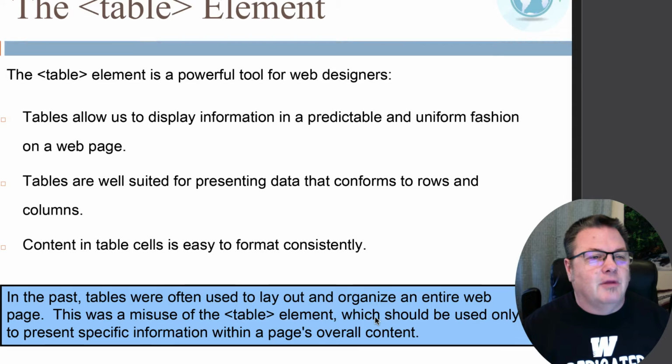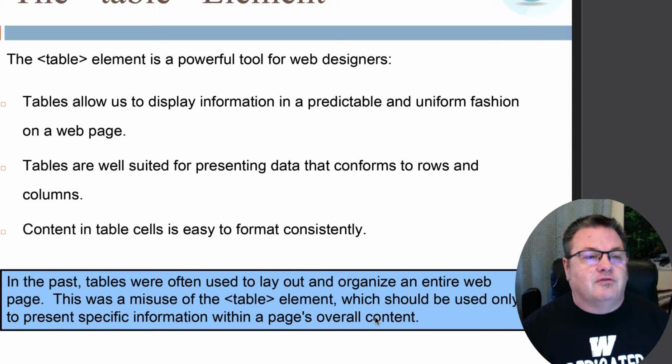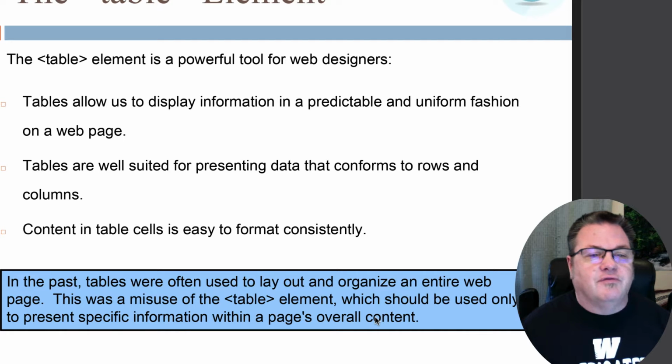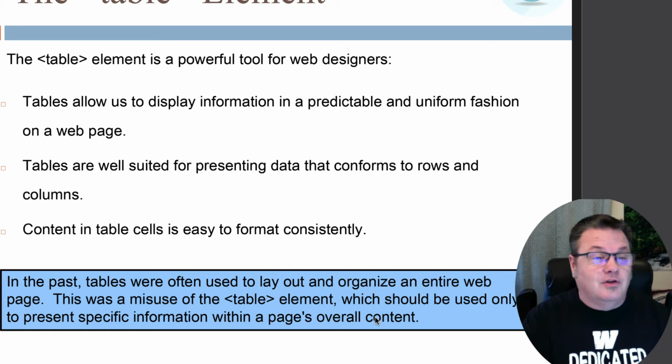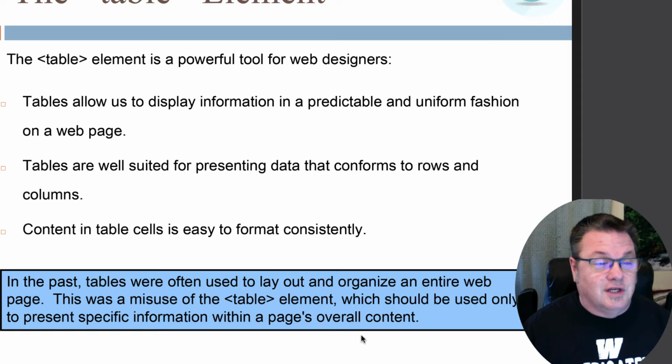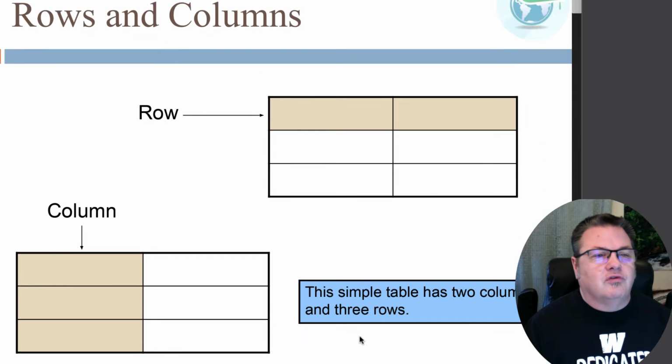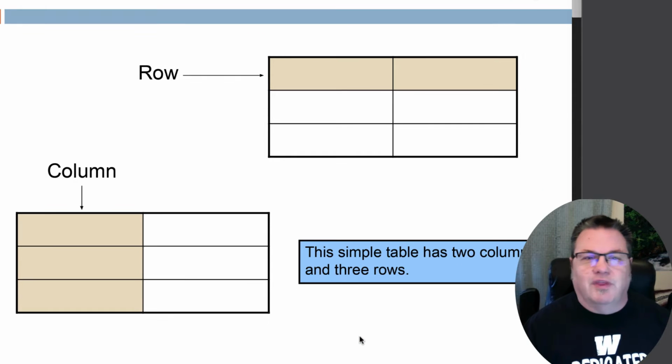Okay, so the table element is a powerful tool for web designers, allowing us to display information in a predictable and uniform fashion. You may have put these on a document before, and they're well suited for presenting data that conforms to rows and columns. Content in table cells is easy to format consistently, so it all looks the same. And in the past, and this is how I learned how to do it, we used to lay out and organize entire web pages in a table. It was a misuse of the table element, which in today's world should only be used to present specific information. Okay, so rows, columns, you've probably seen this before if you've worked with Excel at all.